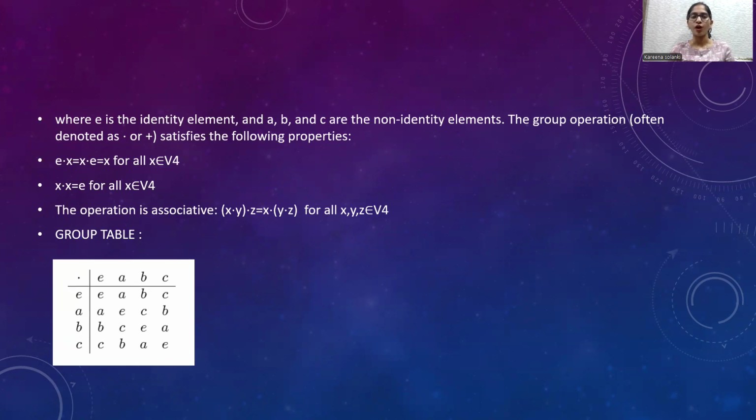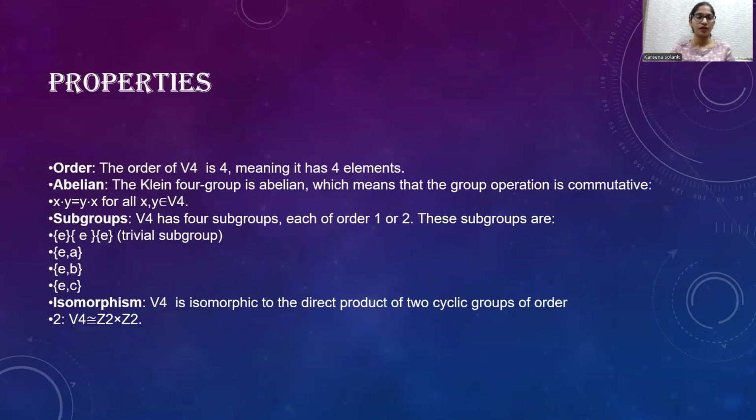The group operation, often denoted as dot or plus, satisfies the following properties. e · x = x · e = x for all x belonging to V4, and x · x = e for all x belonging to V4. The operation is also associative, that is (x · y) · z = x · (y · z) for all x, y, z belonging to V4. And here is the given group table.